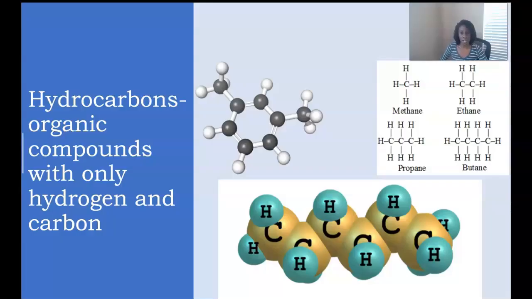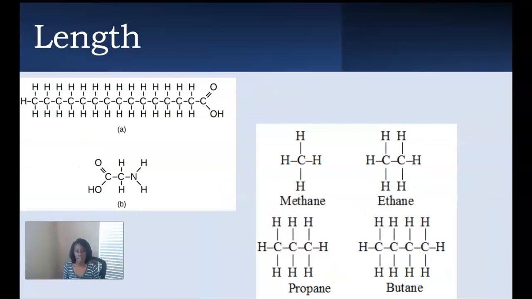Now, some organic compounds contain only carbon and hydrogen atoms. Those compounds are called hydrocarbons. I go through some examples of hydrocarbons also in that carbon video. Now, organic compounds can differ in their structure from one compound to the next in 4 key ways that we're going to look at now.